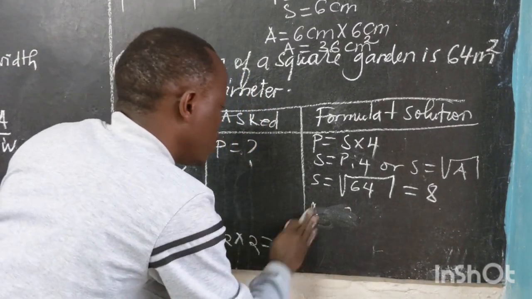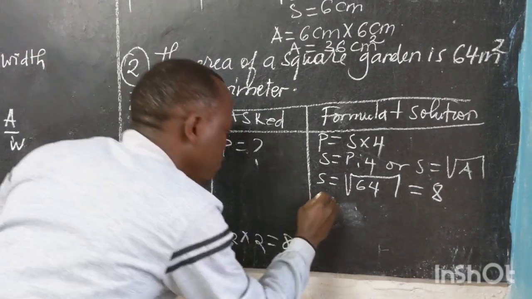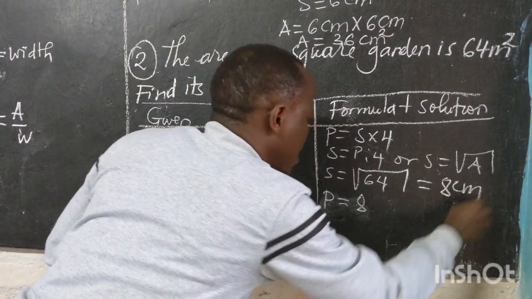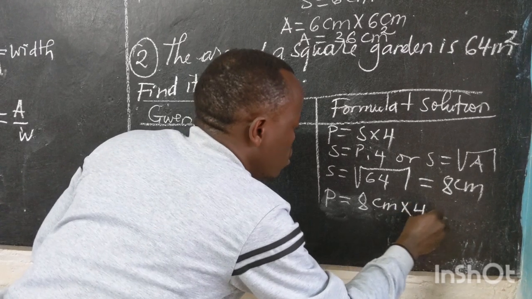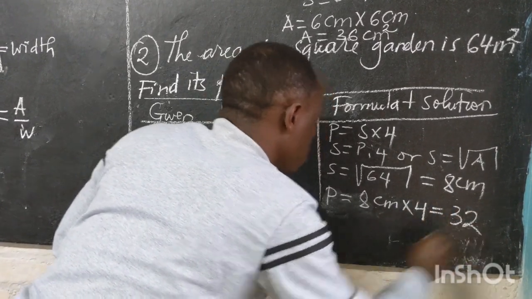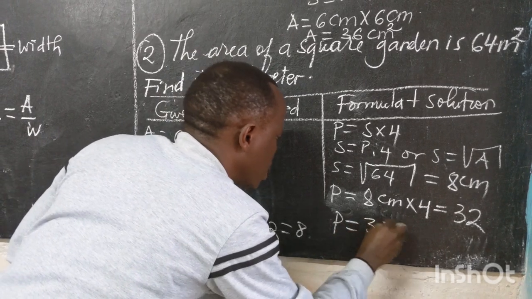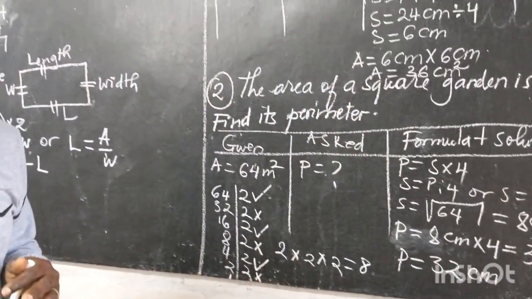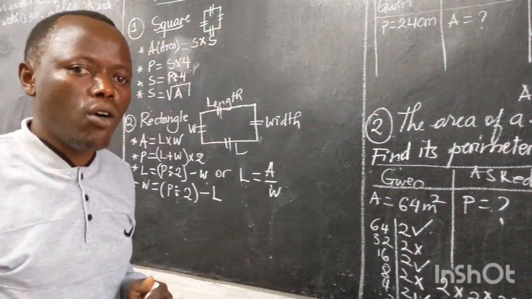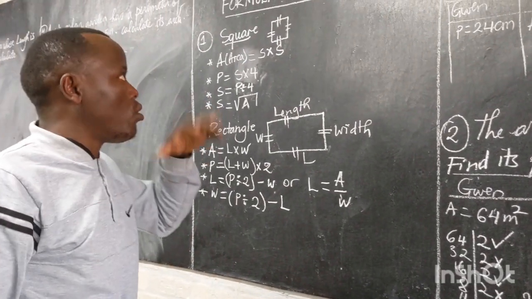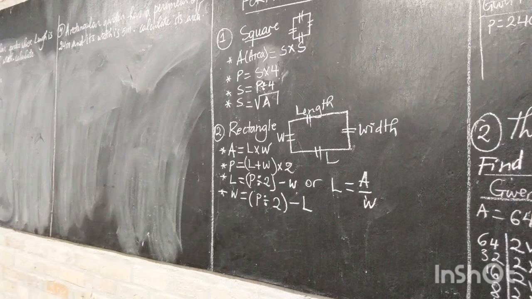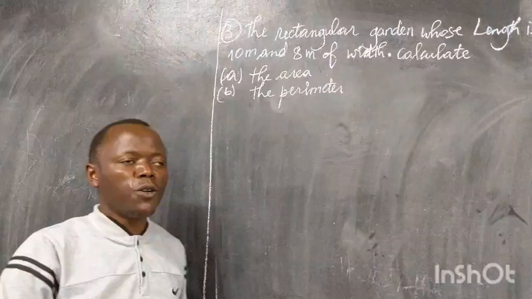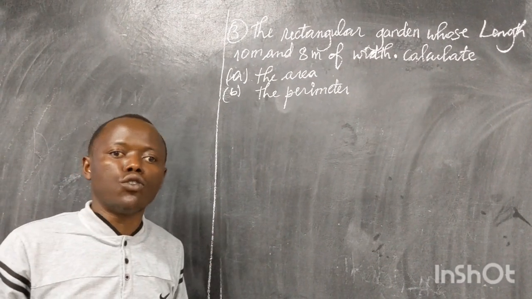Since perimeter is equal to side times 4, it will be equal to 8 centimeters times 4, which is equal to 32. So therefore the perimeter we are looking for is equal to 32 centimeters. And now we are going to look at other questions that are going to help us to see how the formula of rectangle can also be applied.